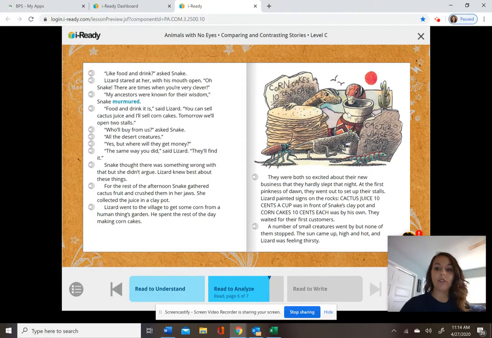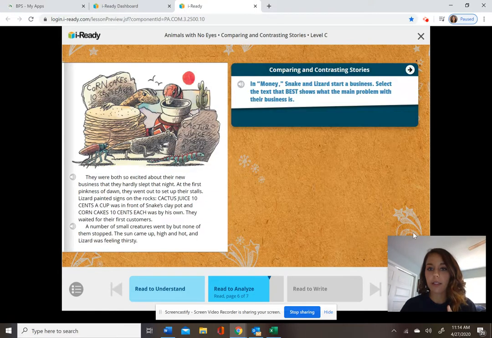So the plot of the Three Little Pigs, there's a wolf. He goes to each house. He blows them all down, blah, blah, blah. Those are the events. That's the plot of the story. So let's click on this first one in the money, second story.